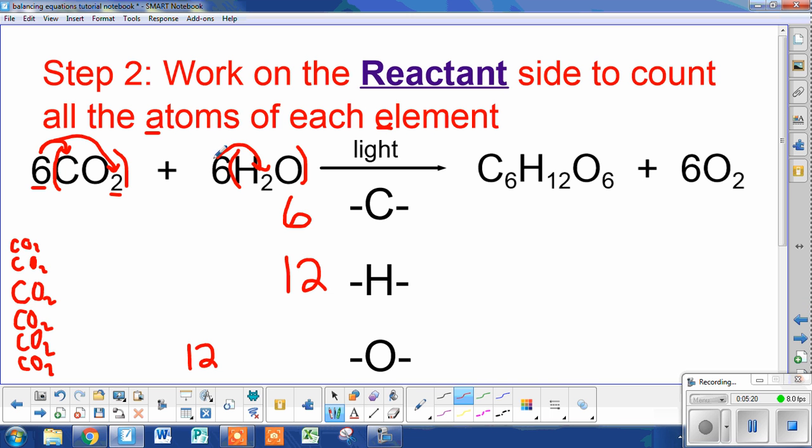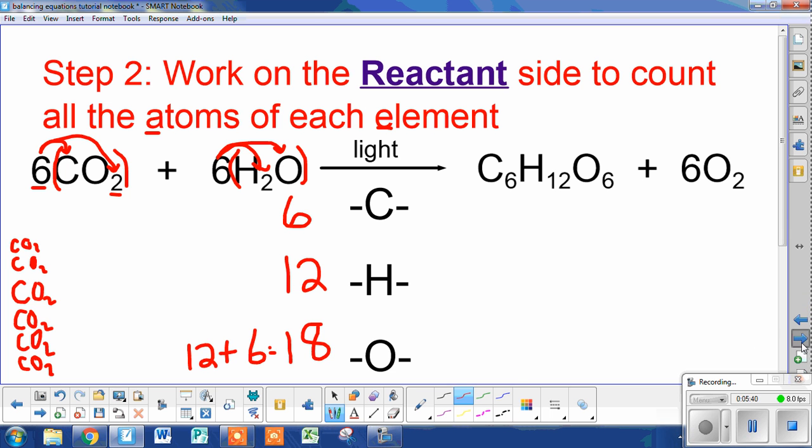And then I have 6 times O. There's no subscript on O, so if there's no subscript, it means there's a 1. So I have 6 O's. So I have 12 plus 6, which will give me 18 O's on this side. All right, 18 total O's, and that completes step 2 in our chemical equation.